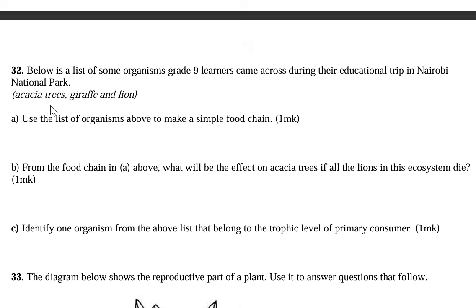We know that acacia trees are eaten by giraffe and giraffes are eaten by lion. So we want to make a simple food chain. We are going to start with acacia trees. Then you put an arrow to show the eater. Remember, the arrow shows the eater, eaten by giraffe.